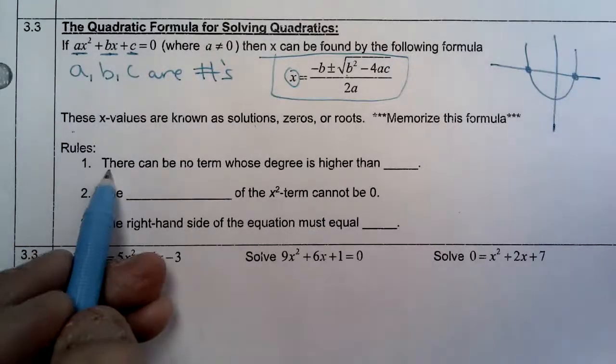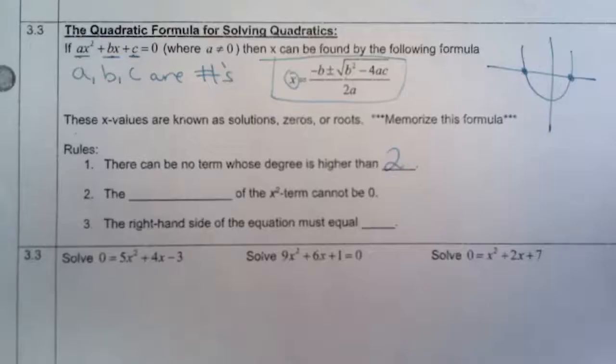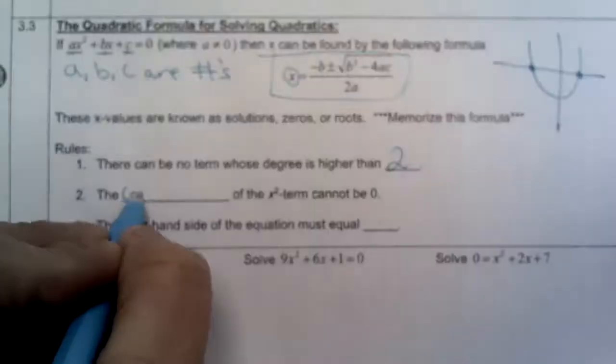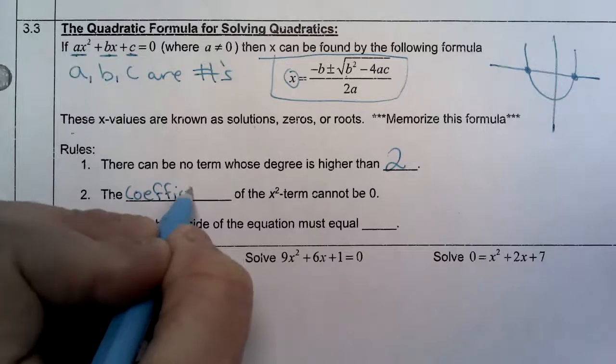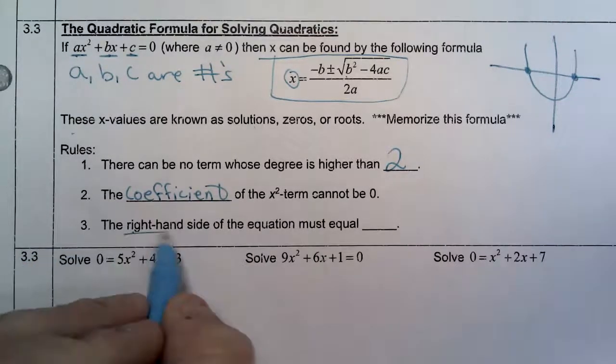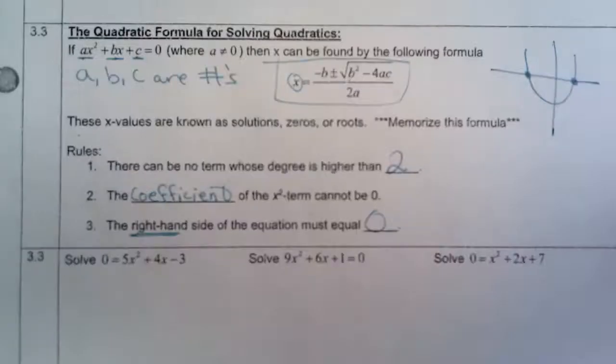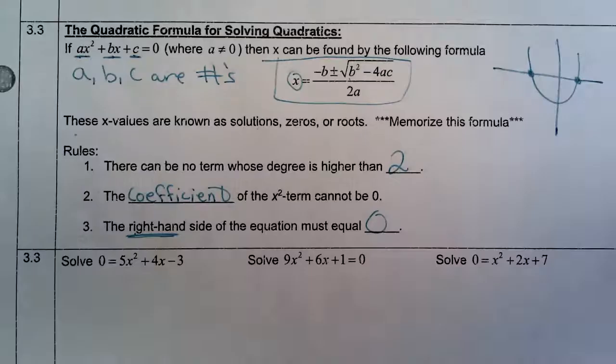Some important things to remember: there can be no term whose degree is higher than x squared, or degree 2. The coefficient of the x squared term cannot be 0, and the right-hand side, well, it says the right-hand side, but either side must equal 0. So the equation must equal 0.